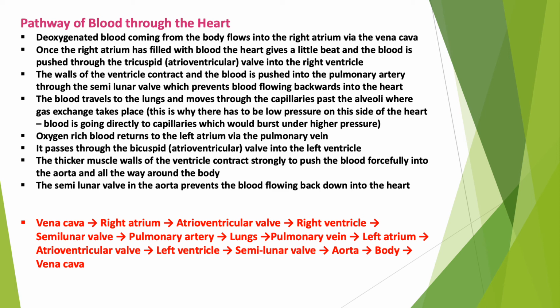Oxygen-rich blood returns to the left atrium via the pulmonary vein. It passes through the bicuspid valve into the left ventricle. The thicker muscle walls of the ventricle contract strongly to push the blood forcefully into the aorta and all the way around the body. The semilunar valve in the aorta prevents the blood flowing back down into the heart.